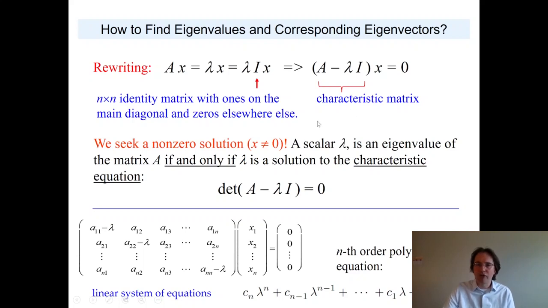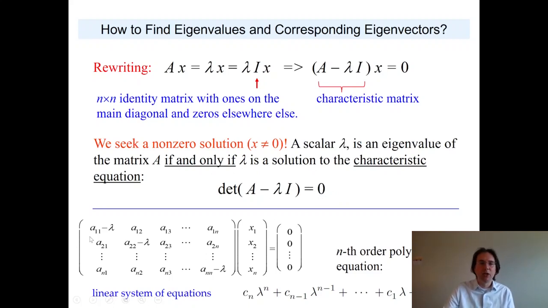Now, in this equation, remember, we are looking for a non-zero, non-trivial solution. x is not equal to 0, meaning the determinant of this matrix has to be equal to 0. So in other words, a scalar lambda will be an eigenvalue of matrix A if and only if lambda is a solution of the characteristic equation, determinant is equal to 0.